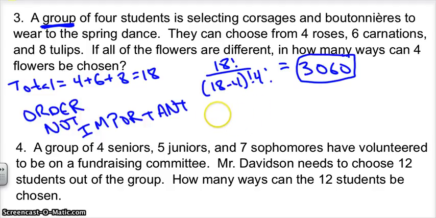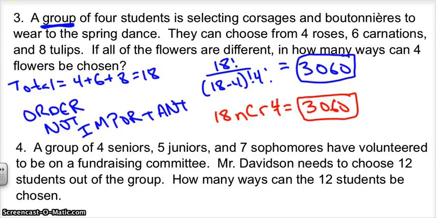So in our calculator we hit 18 first, then the PRB button, then we select the nCr choice, and then we hit 4, and then you hit equals, and that should give you 3,060. And again, if you can't find the buttons that I'm talking about, just ask me in class and I'll kindly point you in the right direction.